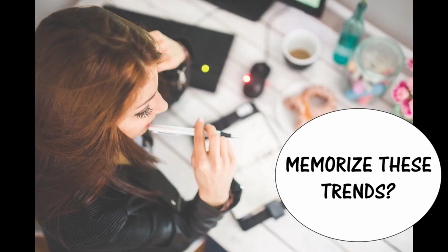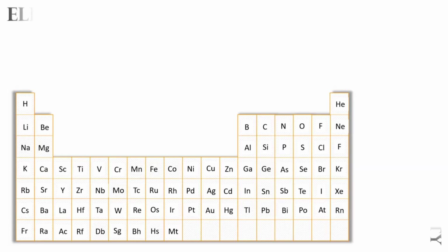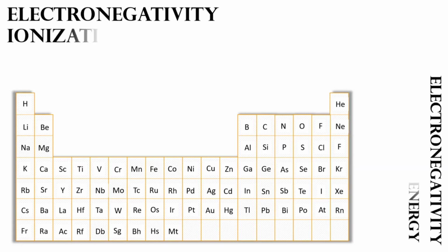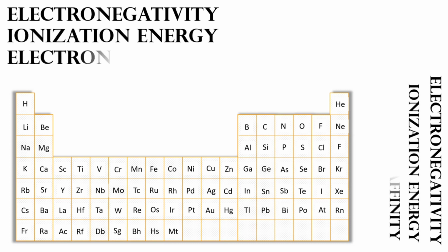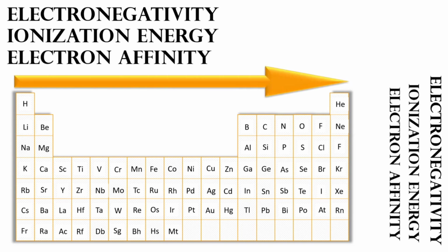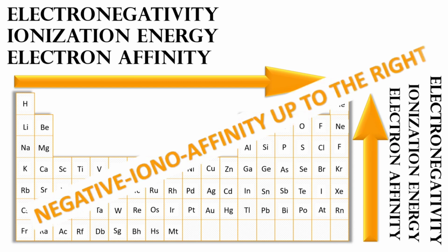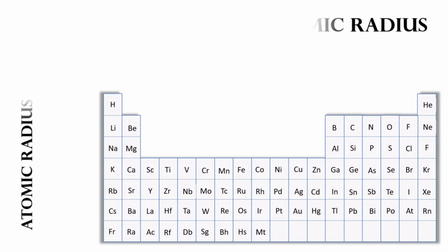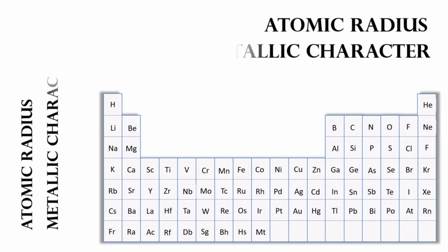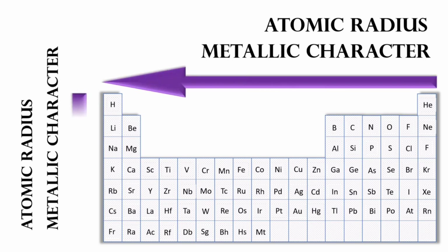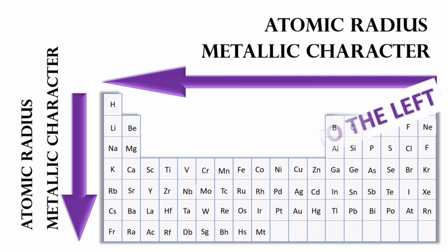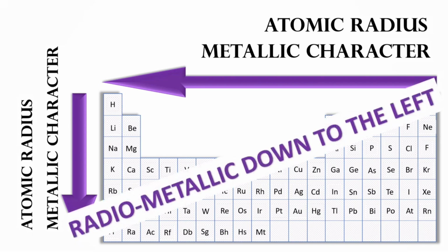Yes. Memorize. Okay, we can use the following to memorize what we have learned so far. Electronegativity, ionization energy, and electron affinity all follow the same trend. That is, as you move from left to right and bottom to top, it increases. Do you get it now? You can memorize this by using the term negative ion affinity up to the right, telling us that it is increasing. Both the atomic radius and the metallic character increase from right to left and top to bottom. So you can remember it by saying radiometallic down to the left.